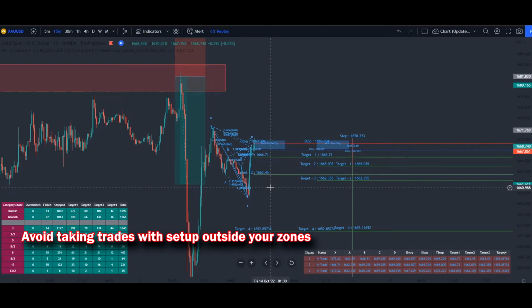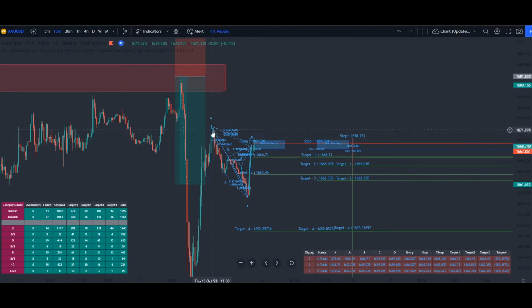Now as you can see here, there's a setup here, but I wouldn't be taking this trade right now because it has not reached this supply area yet. So it would be rather risky because we are trading based on no confirmation at this point. So what I would do is I would wait for the price to reach this point here, as it is the recent resistance or supply area.